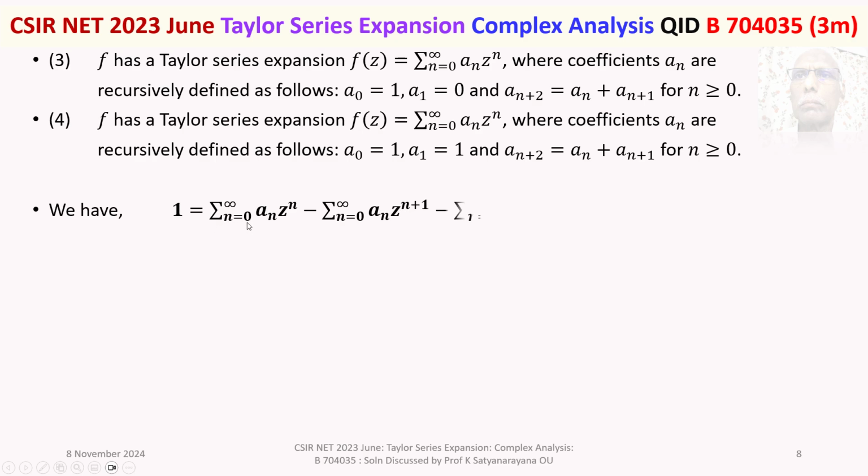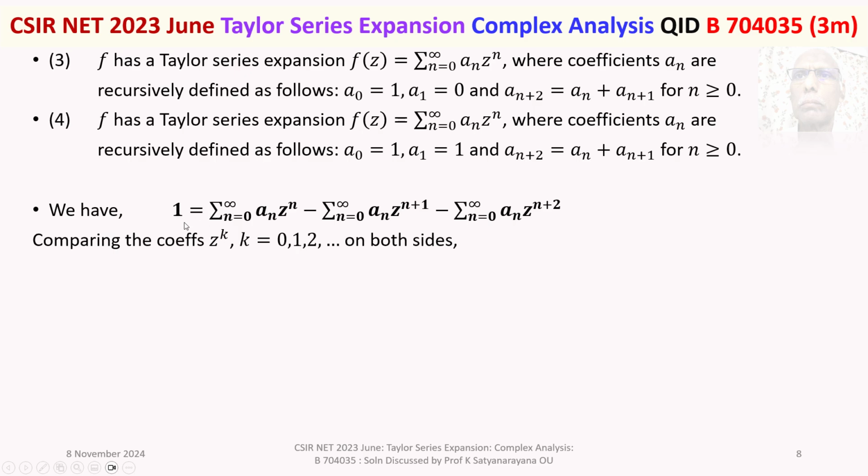1 is equal to sigma n is equal to 0 to infinity a_n z to the power of n, minus sigma n is equal to 0 to infinity a_n z to the power of n plus 1, minus sigma n is equal to 0 to infinity a_n z to the power of n plus 2. Agreed. Now we equate the like terms. That means we compare the coefficients of z power k. That is what we mean by like terms. Comparing the coefficients of z to the power of k for k is equal to 0, 1, 2, etc. So let us say constant term z power 0, k is equal to 0.